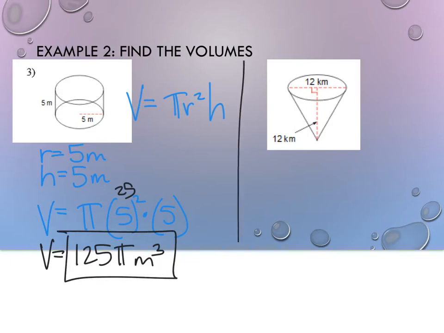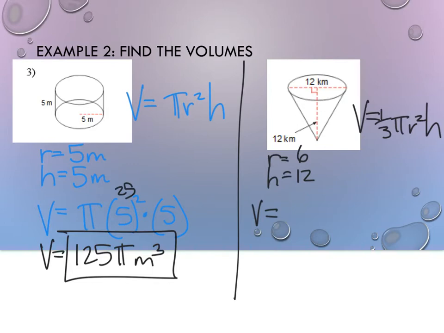Number 4 here. This is a cone. Write your formula, 1/3 pi r squared h. So it's just like the cylinder formula, except you only take 1/3 of it. So we need an r, we need an h, and we're ready to roll.